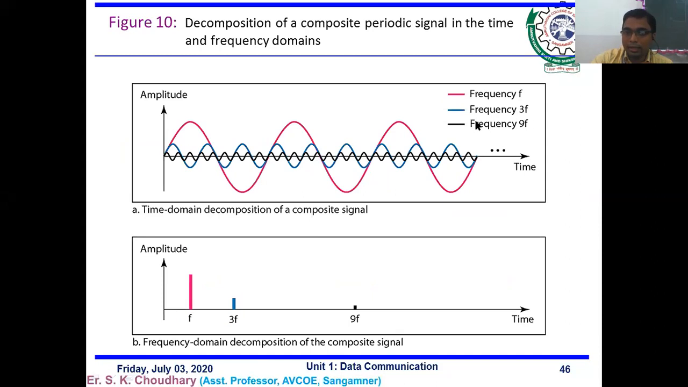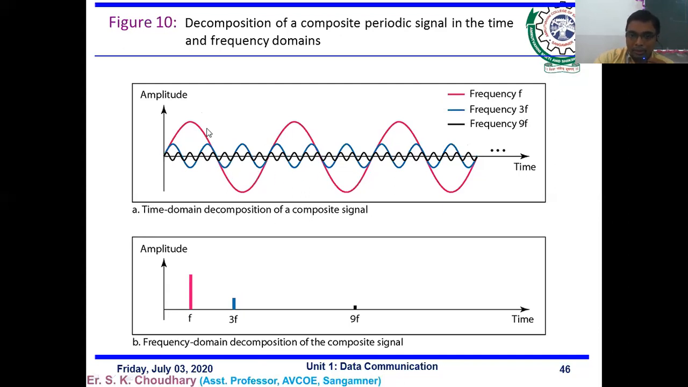like in figure 10, there are three sinusoidal signals shown in different colors, pink, blue and black, with different frequencies f, 3f and 9f. So here you see the signal with frequency f has the peak amplitude A, the signal with frequency 3f has an amplitude of 1/3 of the peak amplitude, and the signal with frequency 9f has an amplitude of 1/9 of the peak amplitude.